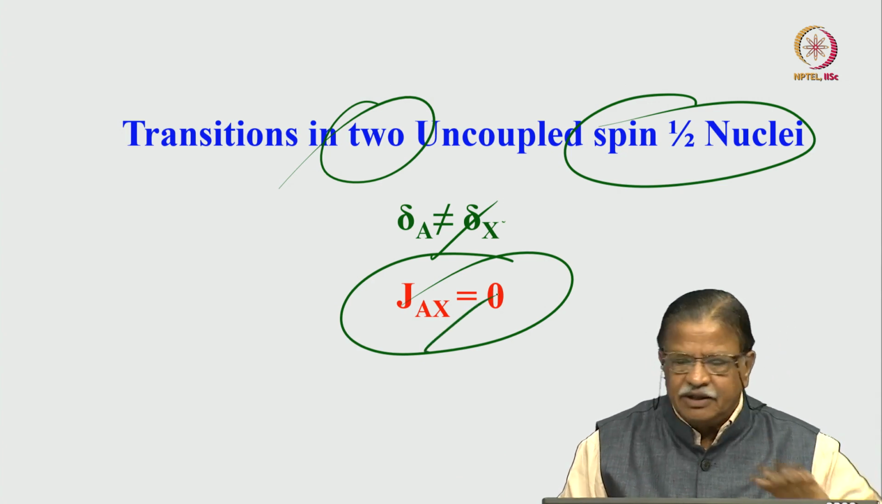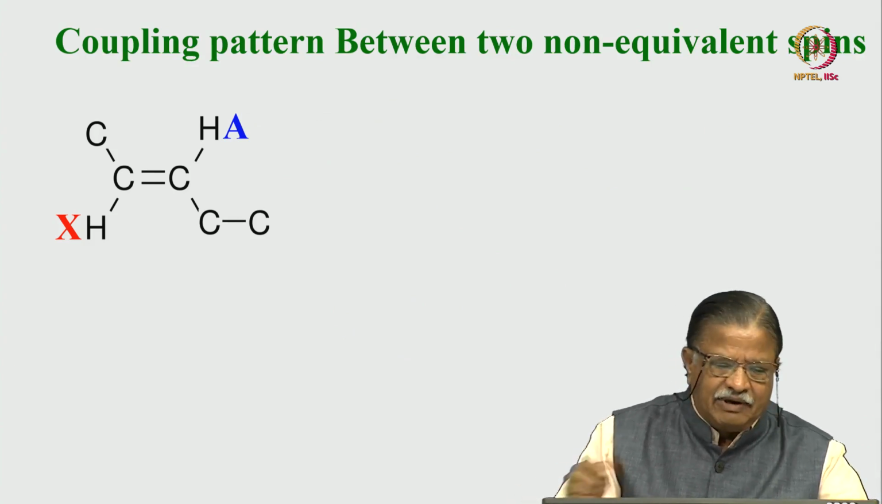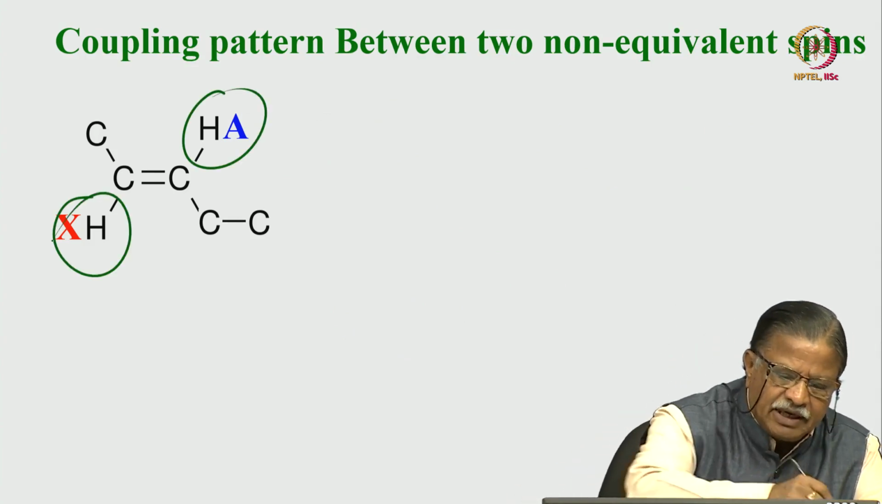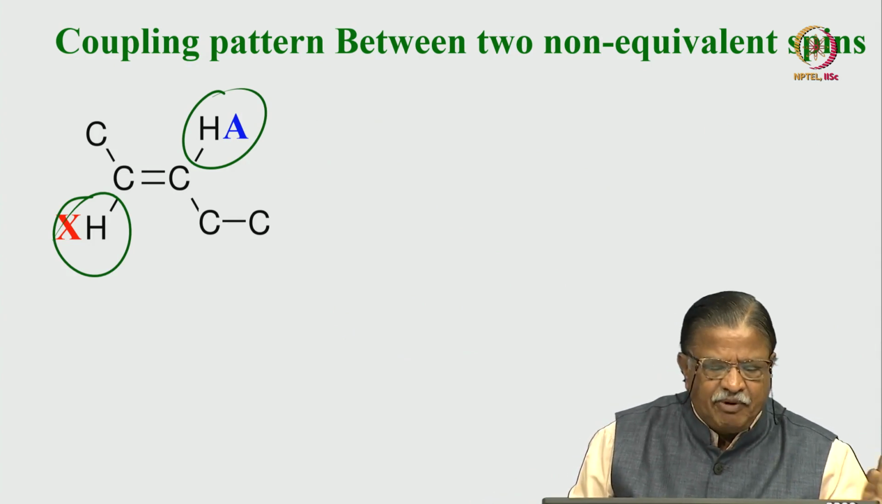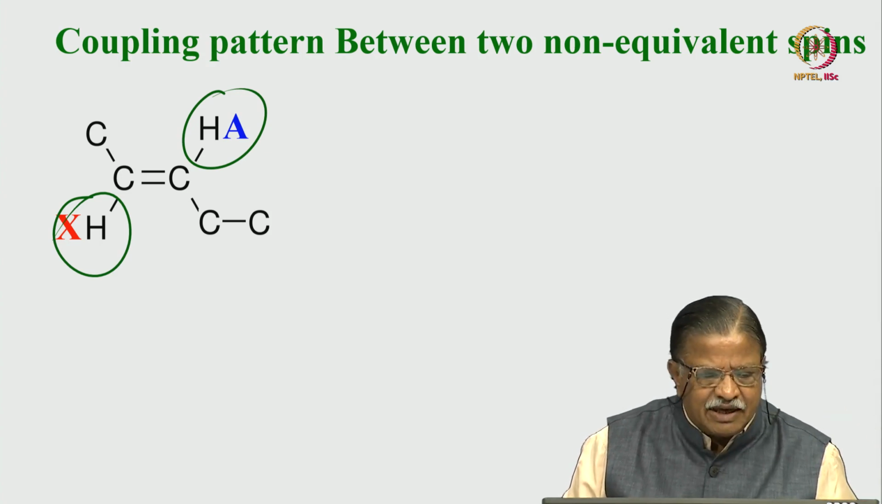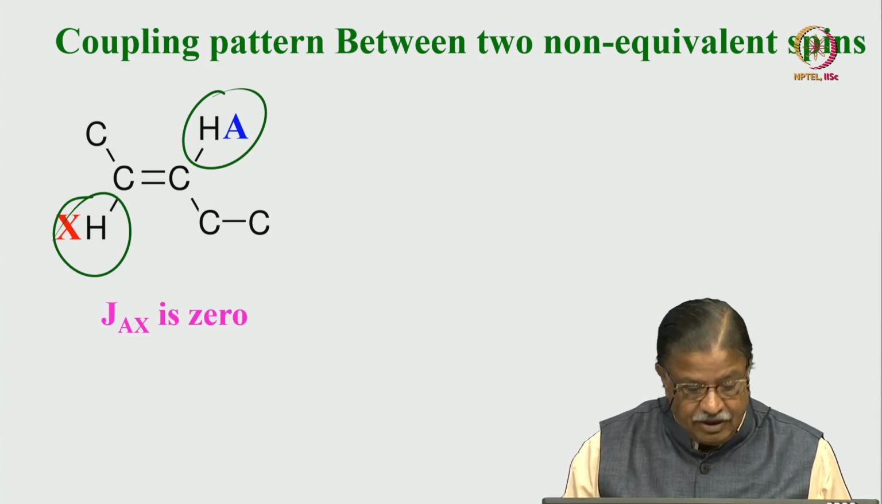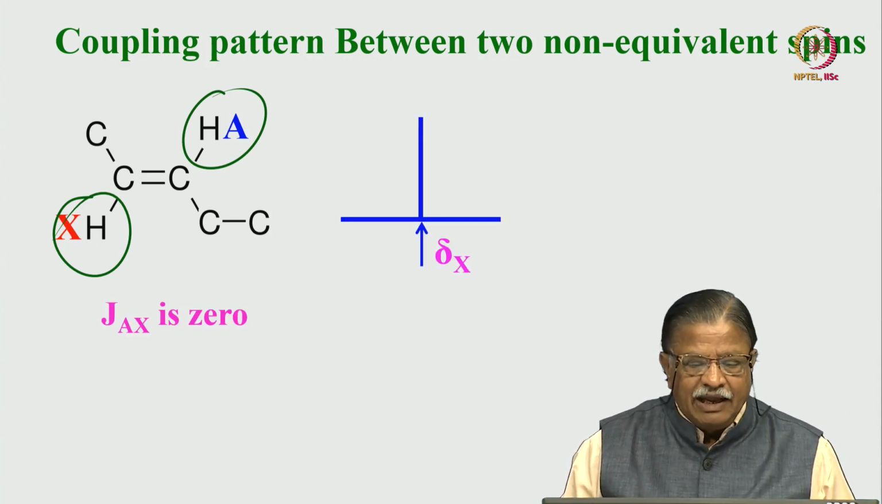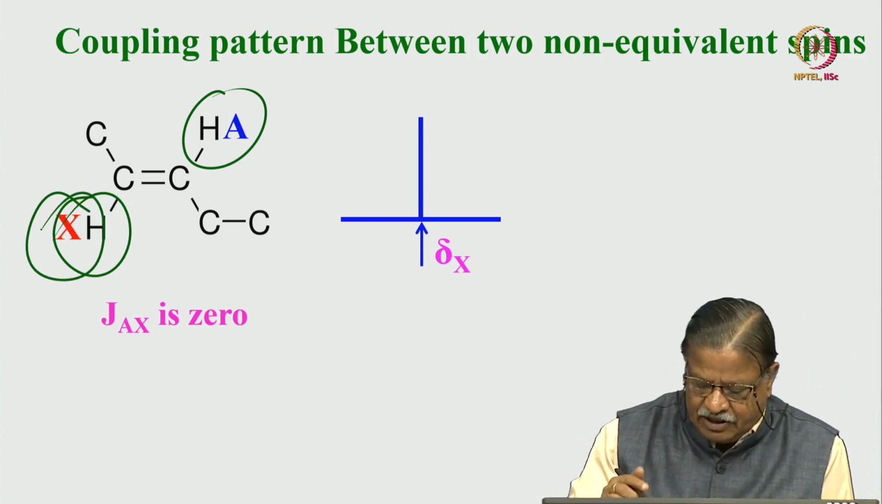That means there is no coupling at all. A hypothetical molecule we will consider here has proton A and proton X, and we assume there is no coupling between them. In such a type of molecule there will be cis-trans coupling, we will not worry about that. For this special case we assume there is no coupling and JAX is 0. When I look at the spectrum of, for example, the X proton, it gives rise to a single peak.